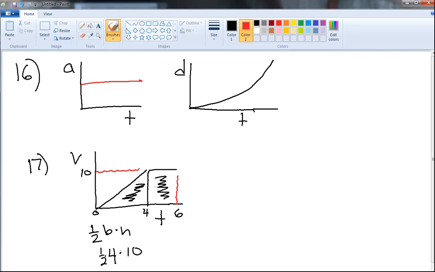And now we have to find the area of this rectangle shape over here, which is just base times height. The base is 2, the height is 10, and then we get 20 as well. So all in all, we should get an answer of 40.